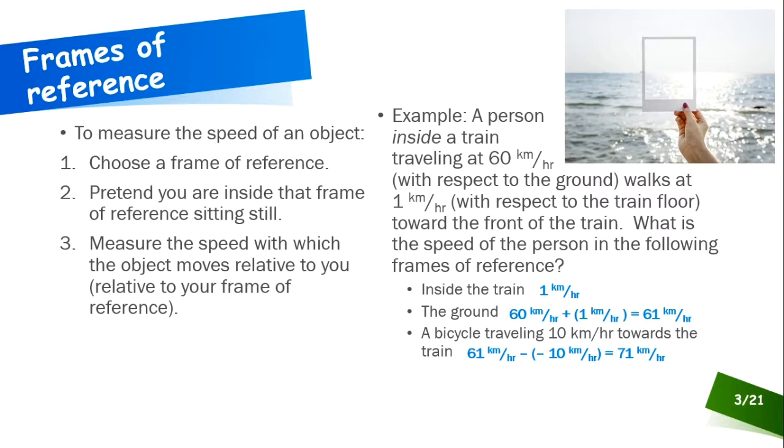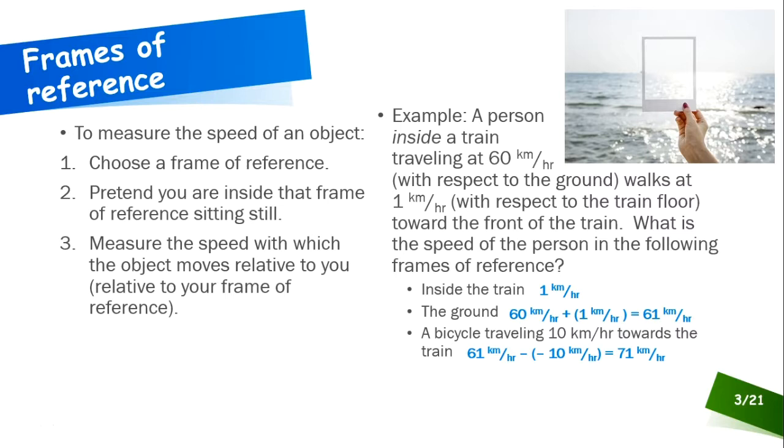That's because both the train and the person inside the train are moving in the same direction. So the first minus sign there comes from the fact that we're moving towards each other. The second minus sign comes from the fact that the direction of the bicycle is opposed to the direction of the train. So remember before, early on in the course, we were talking about vectors, and each of these vectors has a magnitude and a direction.